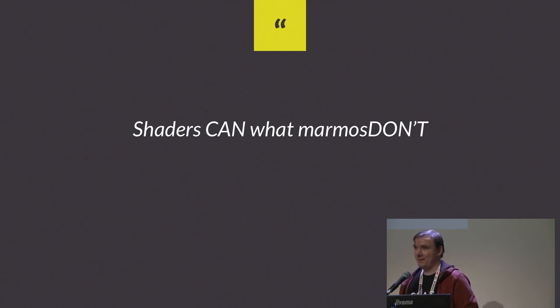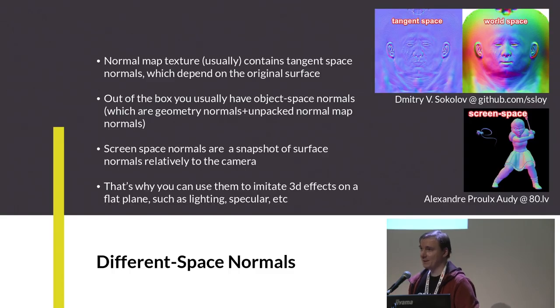Screen space normals still gave me one hell of a ride. Just in case, let me clarify what screen space normals are. Inside a normal map texture, most of the time you have tangent space normals. These are dependent on the geometry normals. When rendering things into flat sprites, you lose surface normals altogether, so you can't just render an unlit normal map and call it a day. What you should do instead is unwrap it and flatten it. Marmoset does the unpacking of the normal map for custom shaders out of the box, but it only provides the world space normals. We'll get to that soon.